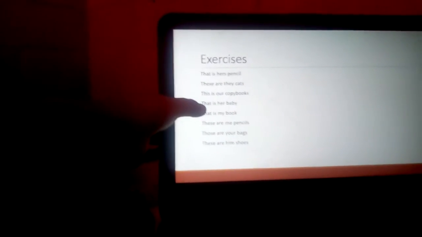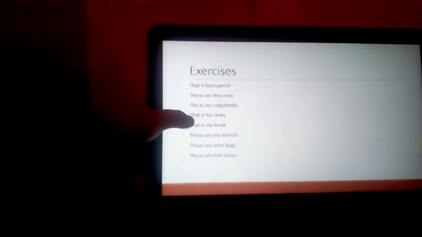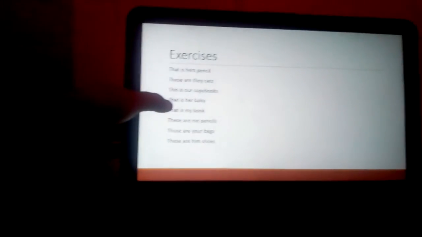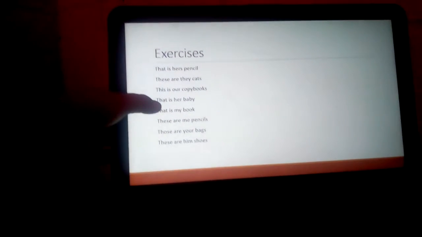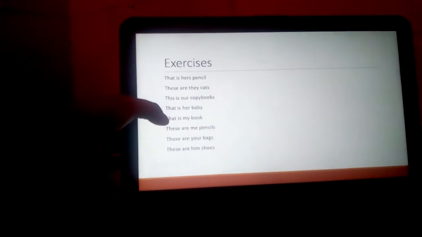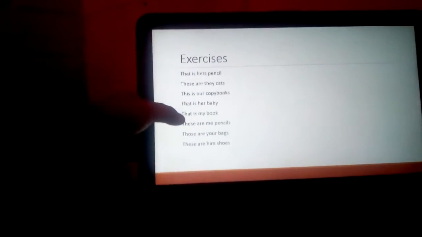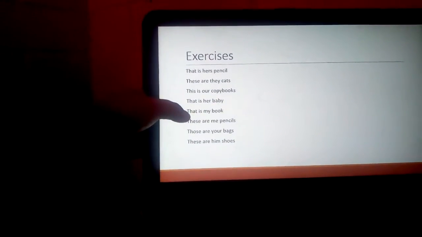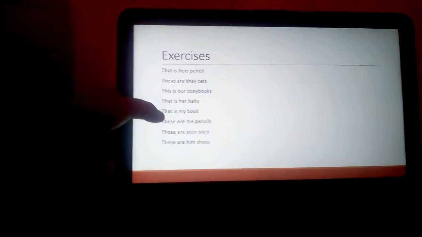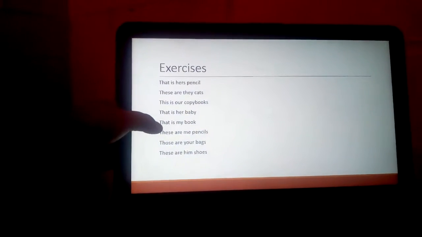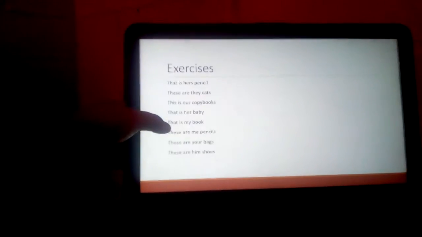Is there anything wrong with that sentence? That is her baby? No, that is correct. Yes, you're right. It is correct. Next one. That is my book. Is it wrong? Is it right? It's right. Yes, perfect. Next one.